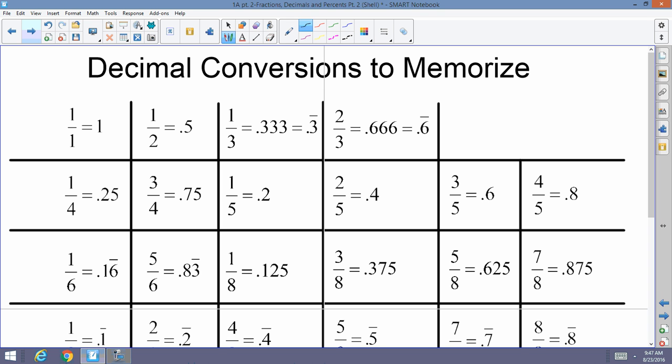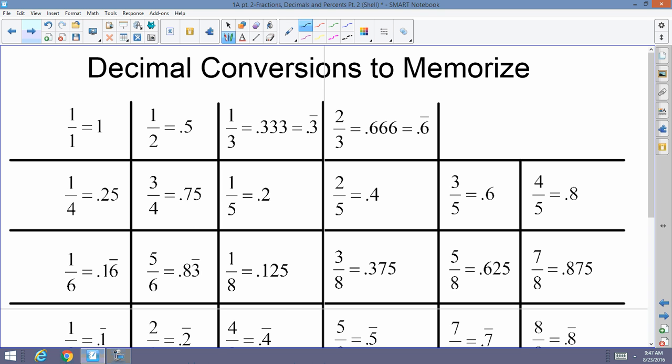First of all, 1 over 1 equals 1. And guess what? I did that on purpose because anything over itself equals 1. So 7 over 7 is 1. 2,000 divided by 2,000 is 1. 6x divided by 6x is 1. Anything divided by itself is 1.